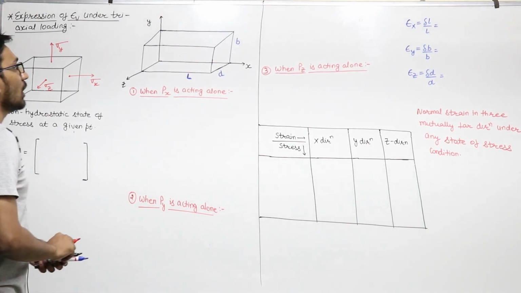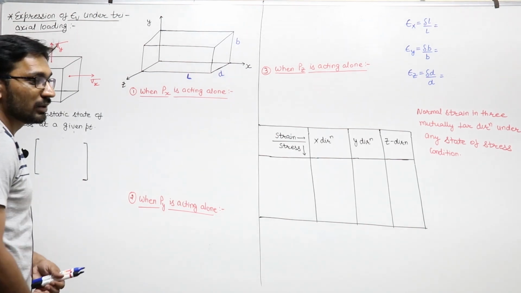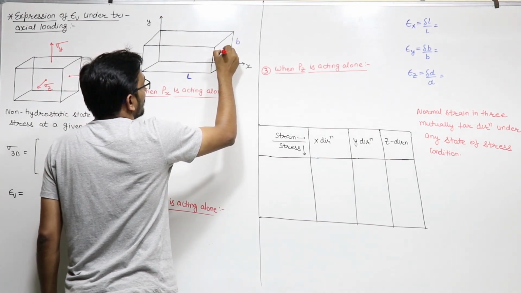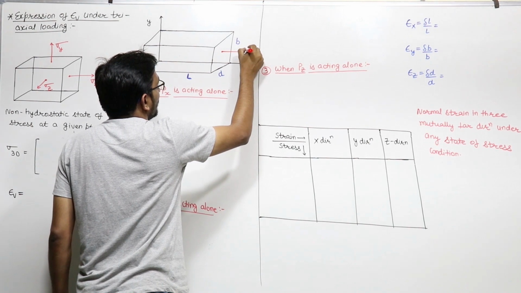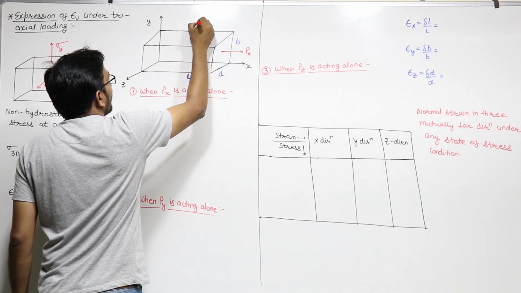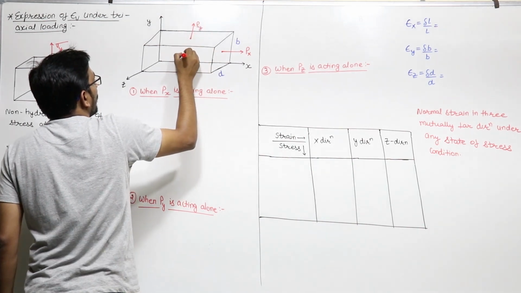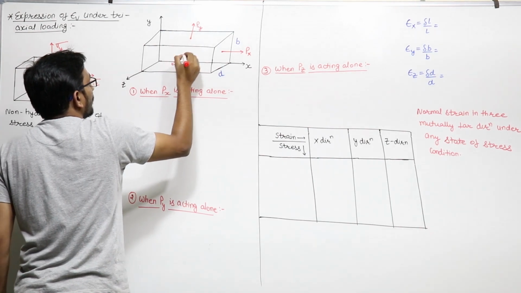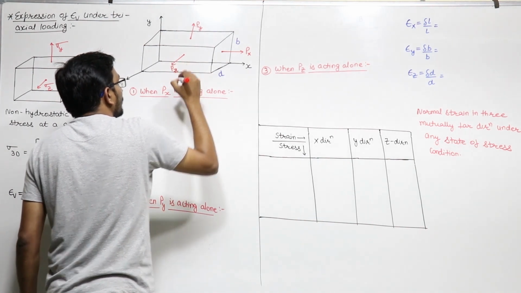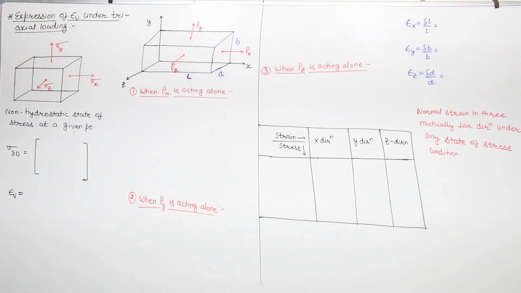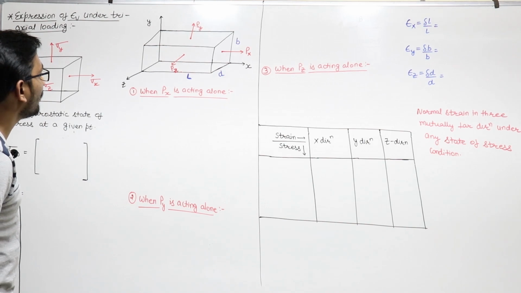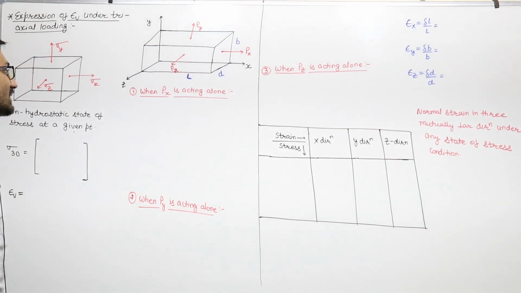Suppose this body is under the load in all the three axes, and we are saying that the normal load on x-axis will be, let us say, px. The normal load on y-axis will be py. And the normal load on z-axis will be pz. There are three loads acting on the three perpendicular directions, that is px, py and pz. Now we have to find what is the volumetric strain in this case.